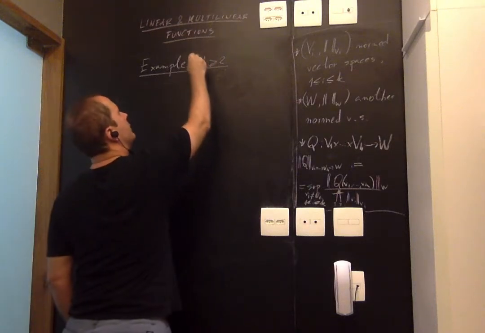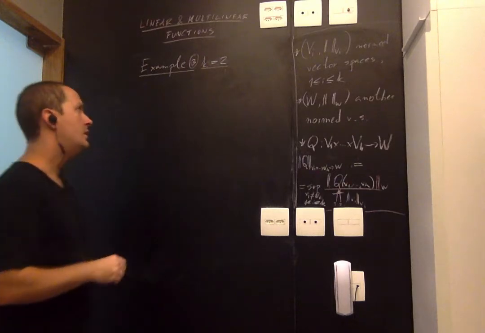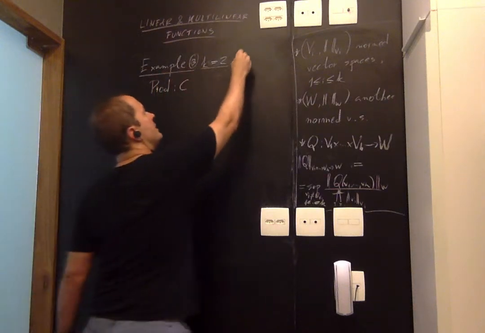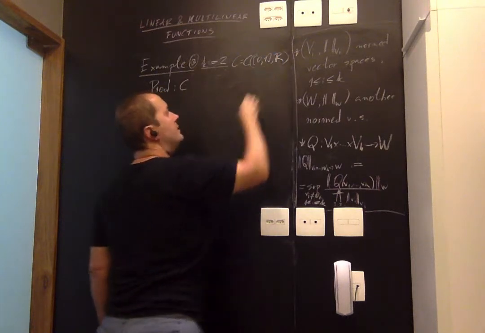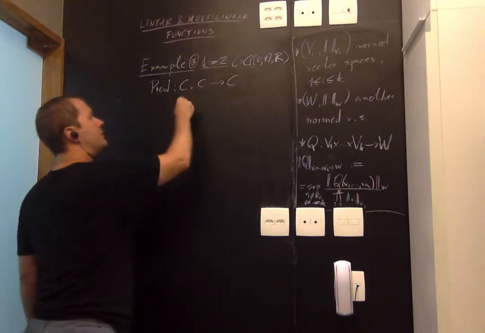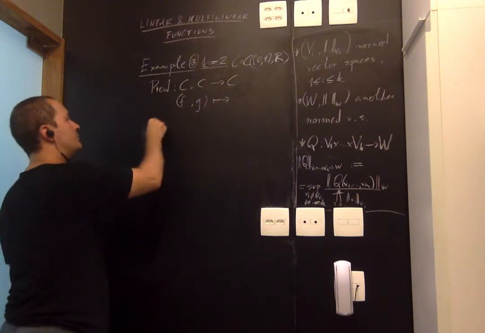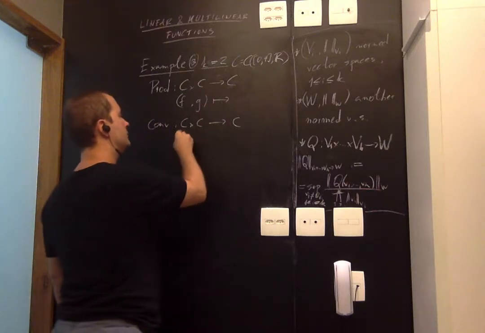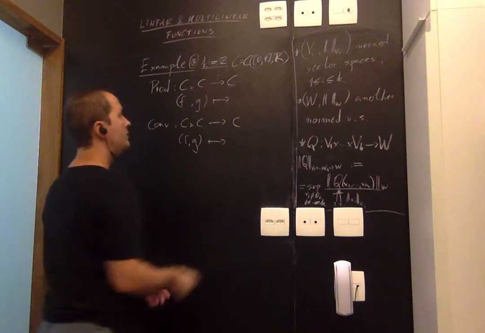Example 3, and let me do it for k equals 2. It's two operations that I'm going to define over that space. C is C of [0, 1], R. Hopefully this space needs no introduction by now. And the two operations take two functions as input and produce some output. And what are these operations?